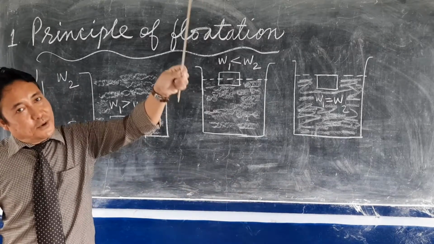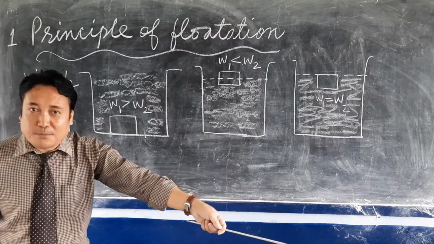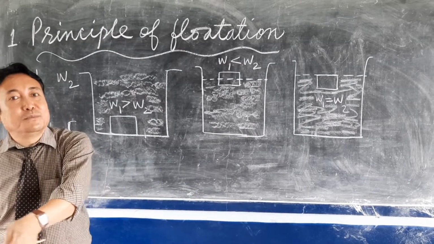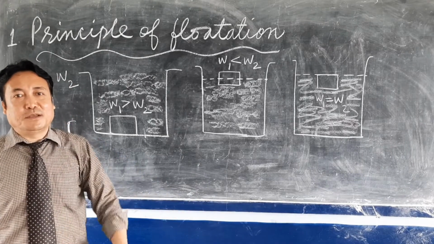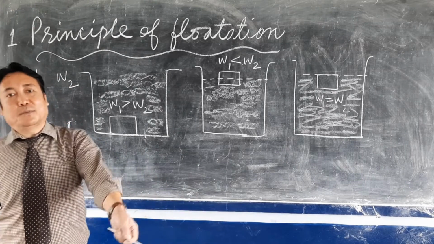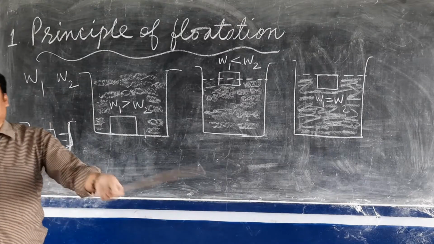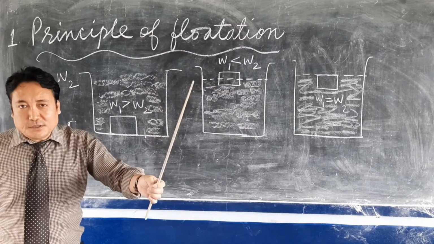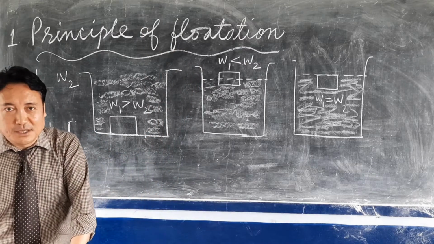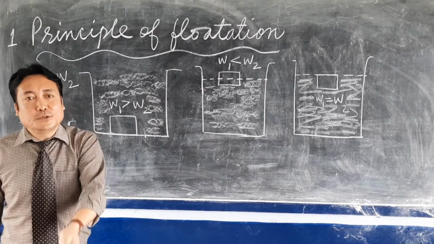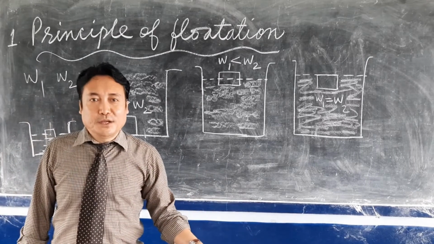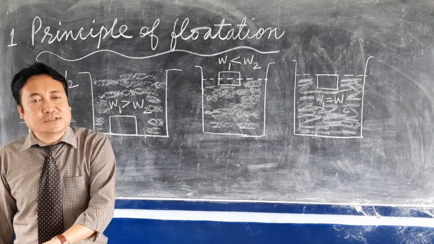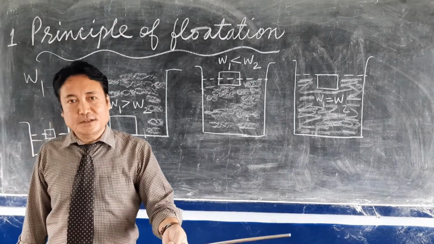But when a body is immersed in liquid and that body floats, then what will happen? The apparent weight now will become zero. Once the body floats, the apparent weight will become zero. Okay, that means when a body floats, the upthrust, that is the upward force or the buoyant force, will be equal to the weight of the body. So when the buoyant force is equal to the weight of the body, the apparent weight will become zero.